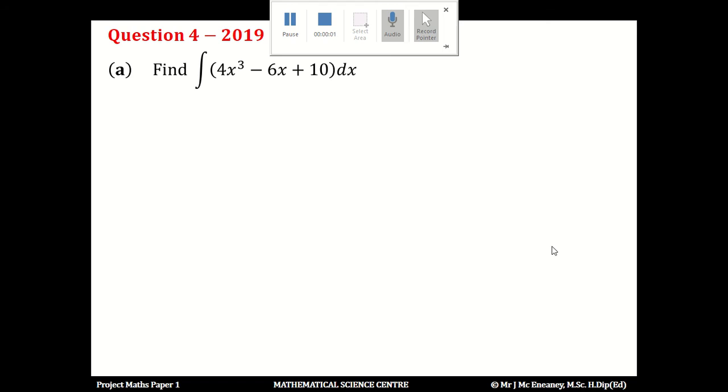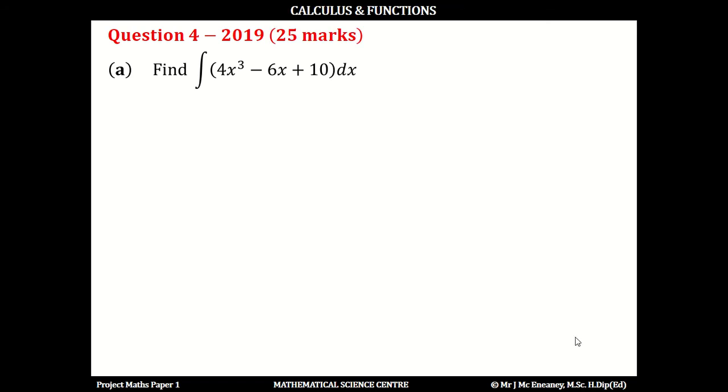Okay, question 4, 2019. If you want to integrate 4x cubed minus 6x plus 10 dx. Now if you integrate 4x cubed, this becomes 4x to the 4 all over 4, and the 4's would cancel. Next of all, if you integrate minus 6x to the power of 1, that will be minus 6x squared all over 2, which would simplify to minus 3x squared. And finally, if you integrate 10, this gives 10x.